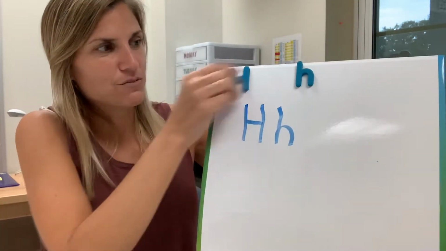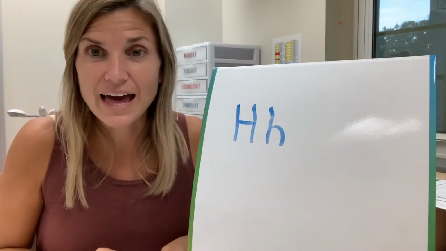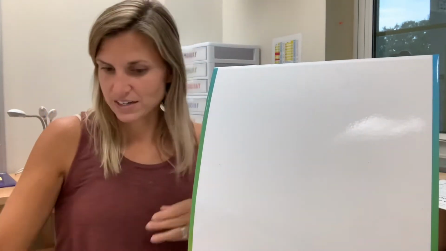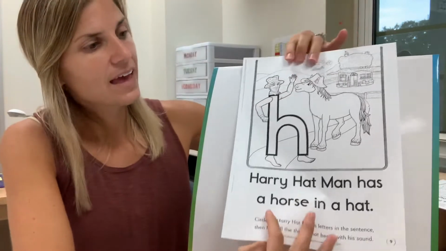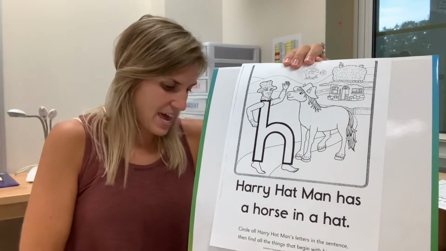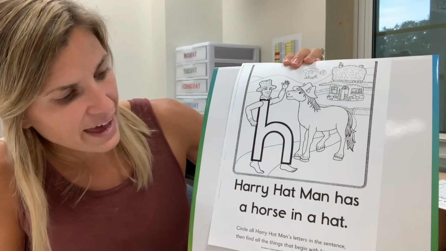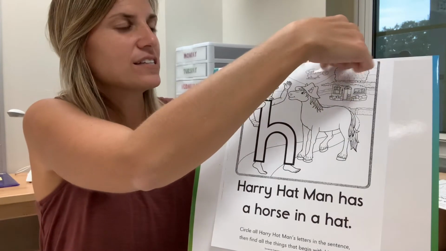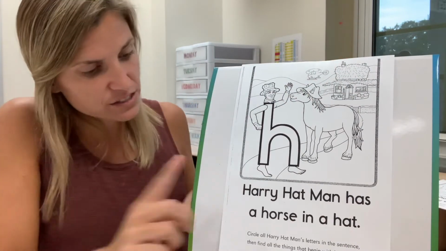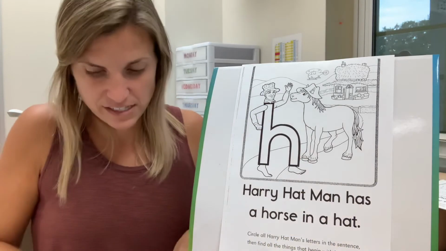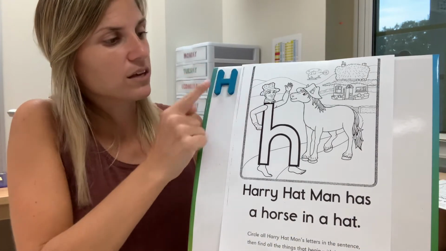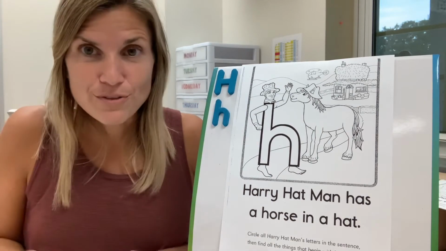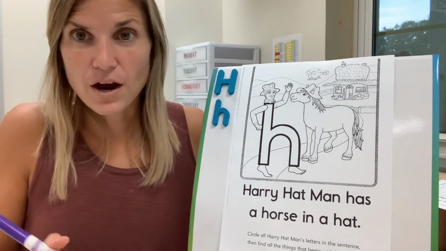So let's flip this around, and you are going to be finding the letter H in a sentence today. So here is our sentence. And our sentence reads, Harry Hatman has a horse in a hat. So that's a nice long sentence. And a sentence always starts with an uppercase letter and ends in a period. So again, we're going to be word detectives. We're going to be looking for our uppercase H and our lowercase h. So let's do this together. Are you ready? All right, let's look.